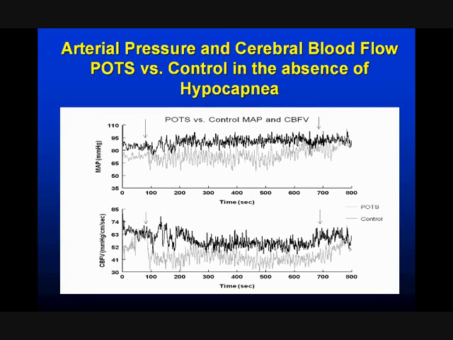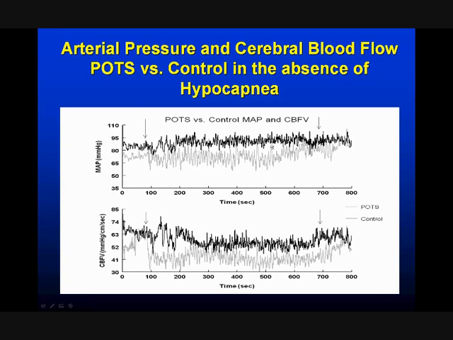These are the results of some studies that we recently published, which compare the arterial pressure and cerebral blood flow in POTS, shown by the gray line, and control subjects. The arrows here depict the beginning and the end of a tilt. Now, use your imagination. This is very similar to what I showed you earlier for the blood pressure changes that are measured with the imposition of a tilt.